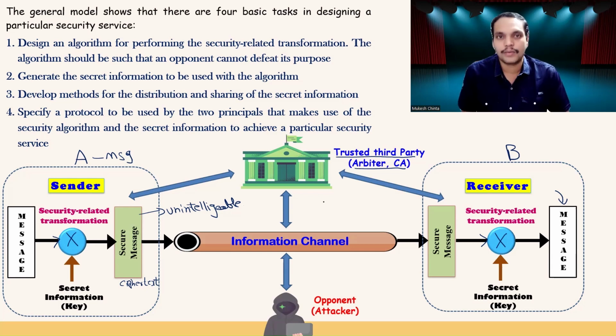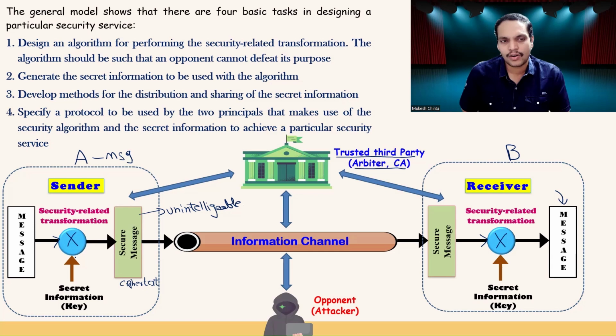Now, this generalized model consists of 4 important tasks. The first task is design of an algorithm. So what is this algorithm all about? Design an algorithm for performing the security related transformation. The algorithm should be such that an opponent cannot defeat its purpose.